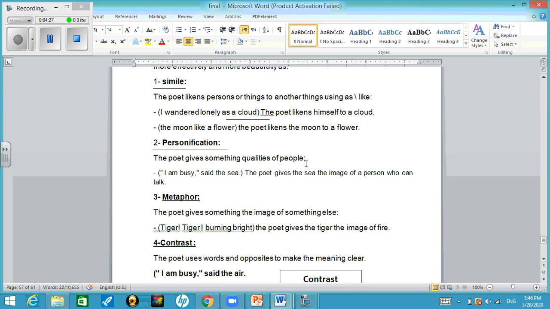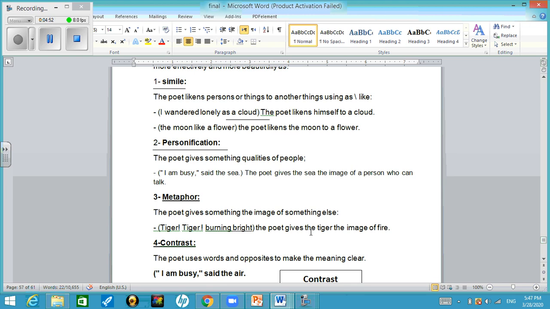Okay? Okay. Next part we have is the personification. Okay, personification is when you're saying that a thing is like a person. A thing is like a person. Like if you're imagining that the sea is talking, so you're imagining that the sea is a person. That's a personification. Like what?